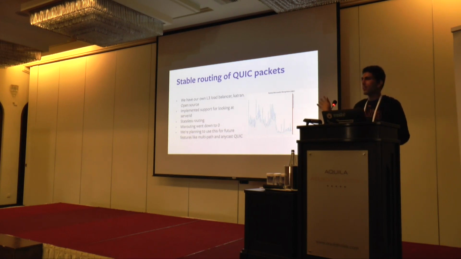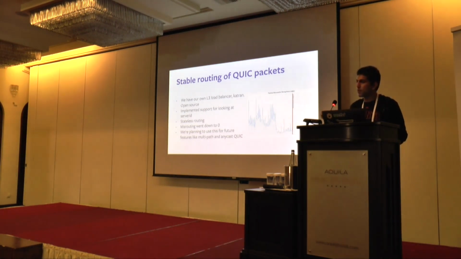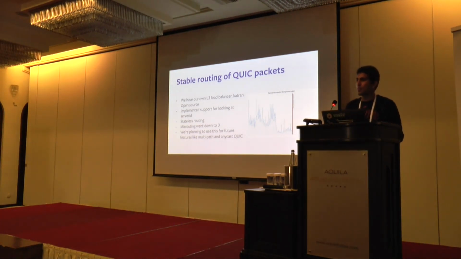You can see on the right-hand side of the graph before we implemented server-chosen connection ID support inside the L3 load balancer, and after we implemented it. Hopefully this red line should be more clear. The packet misrouting just went down to 0 from a higher number. I can't actually reveal the exact numbers, but you can see that it was a dramatic decrease.